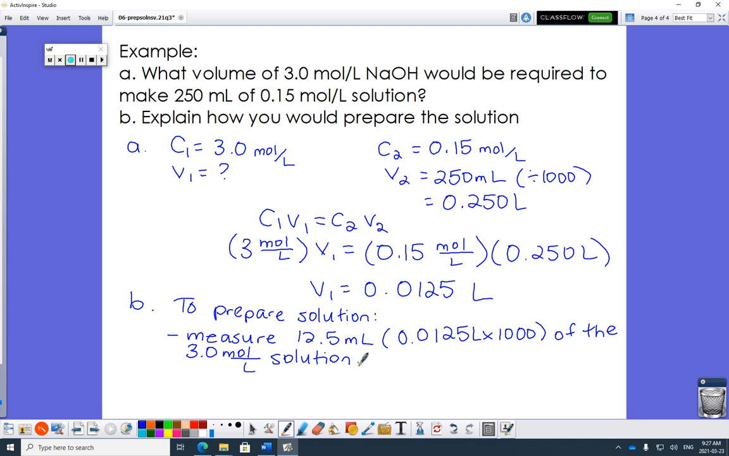Okay, so when you're diluting a solution, you already have some milliliters. Yes, 250 milliliters is much more than 12.5, but still, if you put 250 milliliters of water and then add 12.5 milliliters to it, you are going to noticeably change the volume. So when you dilute a solution, you know what you want the final volume to be. You already have some volume.